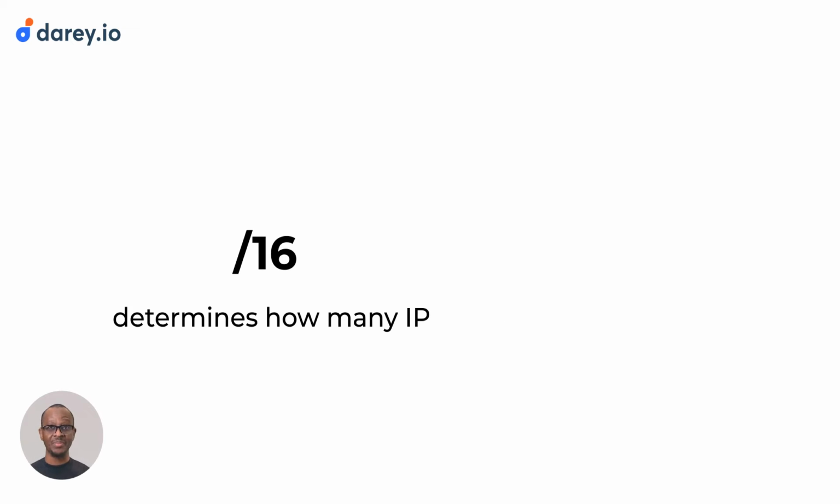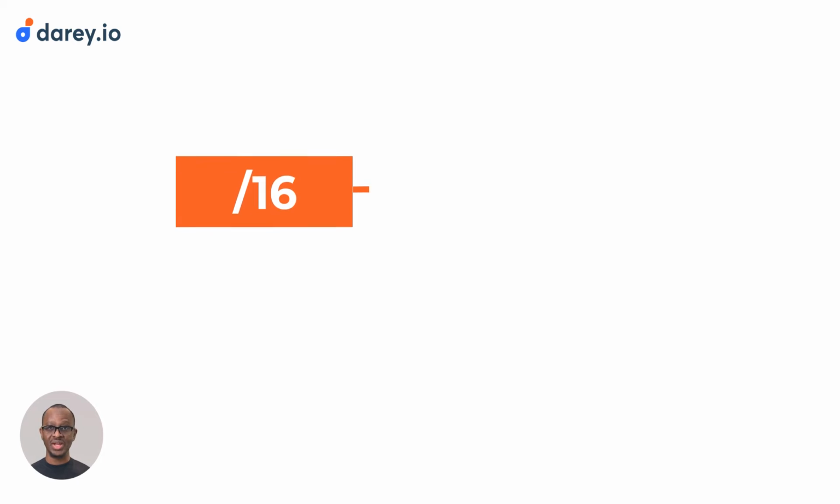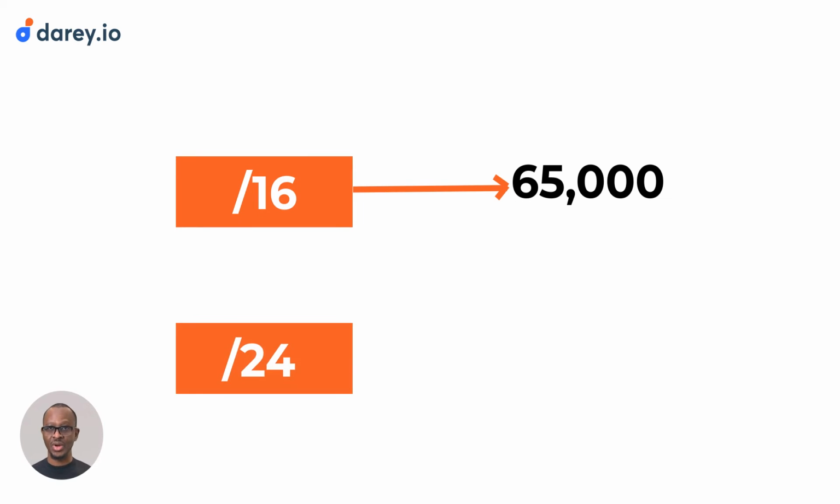The 10.0.0.0 is the starting IP address of the range. The /16 determines how many IP addresses are included. A /16 CIDR block gives you around 65,000 IP addresses, while a /24 block provides only 256 addresses. This might sound complex, but don't worry, we'll make it visual. Let's switch to a quick demo.